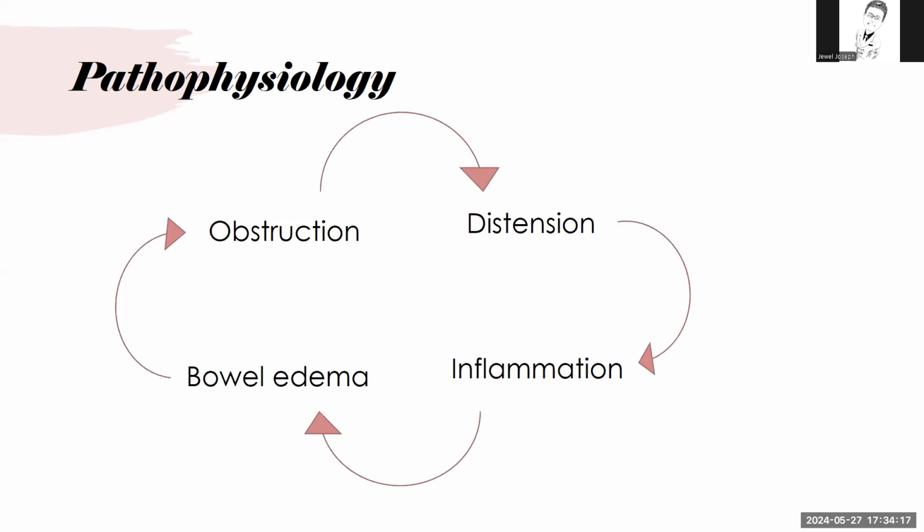When this obstruction is not resolved, as I mentioned earlier, there will be increased secretion, increased gas formation, and the distension will increase. When the distension increases, the body will again try to push harder. This process goes on for some time and finally inflammation will start to kick in. When there is inflammation, there will be edema. This edema will again increase the obstruction. And again, it goes as a vicious cycle for some more time. Next slide, please.